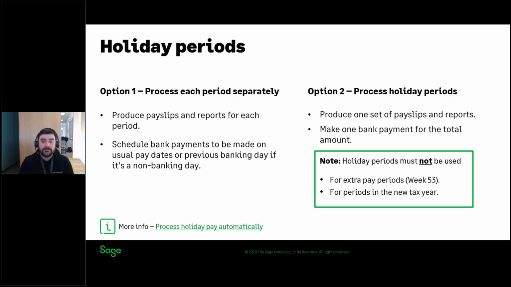Now, if that's something that you'll need to do, you have 2 options when it comes to processing it in payroll. Option 1 is to process each weekly period separately in the usual way. So enter your timesheets, save those, run end of period, do your pay slips and your submission. And then you could set the next period straight away and run through the exact same process. So you'll end up with multiple sets of pay slips and reports for the different weeks you need to pay. And then you can either schedule the payments to be paid to your employees on the usual pay dates or slightly earlier if pay date lands on a bank holiday.